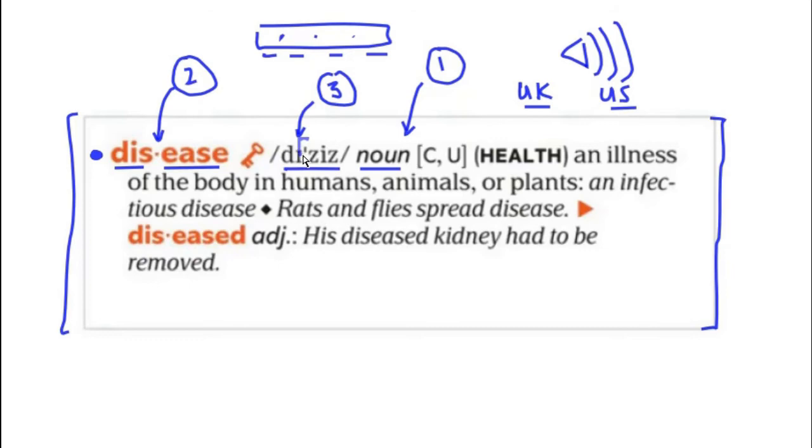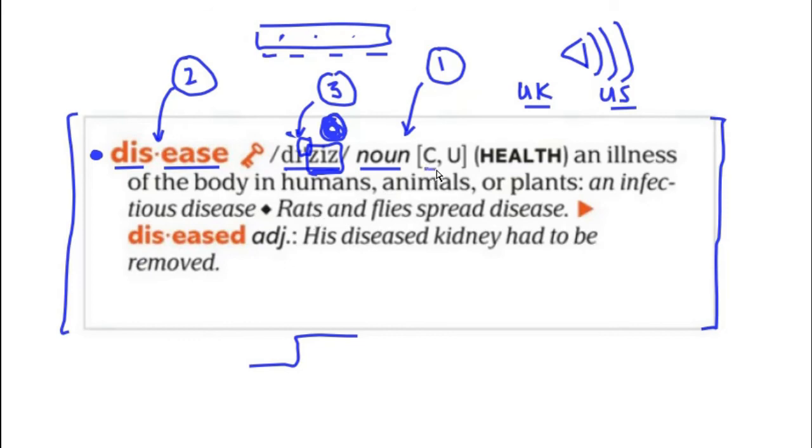Notice here a little dagger or a little mark. That means that the syllable after the dagger, in this case this syllable here, is the stressed or the strong syllable. So we know in this word, disease, it's like this: disease. So the strong syllable is the second syllable. Why? It comes after the dagger. Already we have 3 parts of information, 3 things that we know about this word.